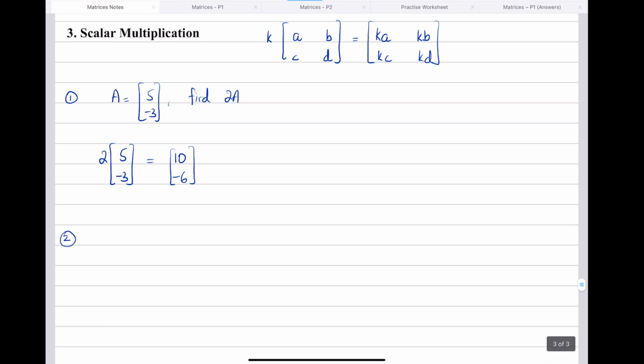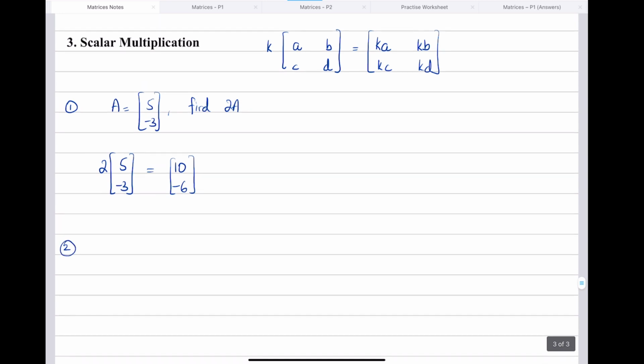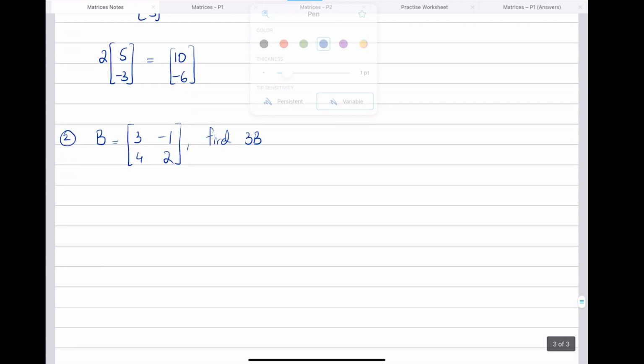Now scalar multiplication. So this is the question: find 2a. That's what the question says. It will be given to you in the question, so don't worry. Let's say you have 3, minus 1, 4, 2, and you're asked to find 3b. So what are you going to do? It's pretty easy. You're going to take 3 and multiply all the elements of matrix B by 3. If you do that, 3 times 3 is 9, 3 times minus 1 is minus 3, 3 times 4 is 12, 3 times 2 is 6.